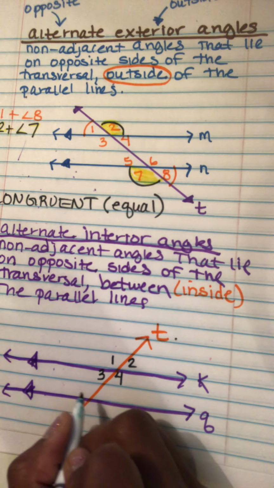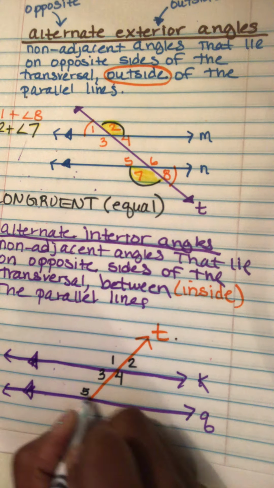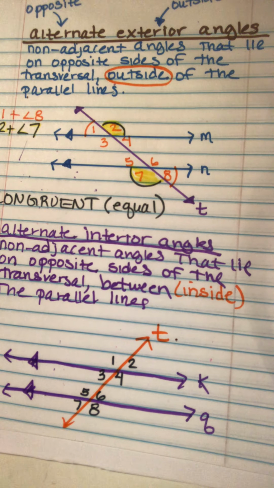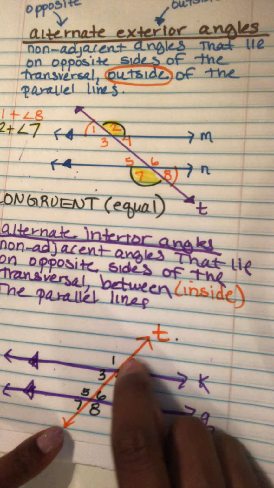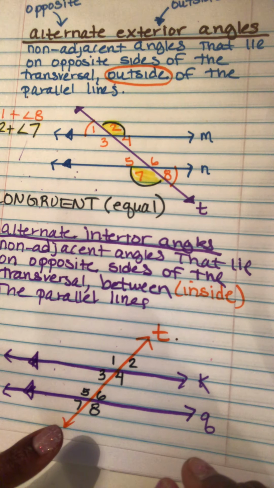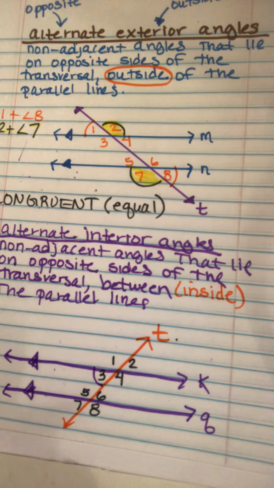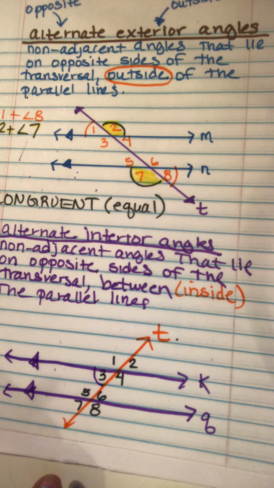How many angles are formed when two parallel lines are cut by a transversal? That's right, 8 angles are formed. So out of the 8 angles, we're looking for non-adjacent angles, angles that are not next to each other, that are on the opposite side of the transversal. They still need to be on opposite sides of the transversal, but in between the parallel lines. So let's say we were looking at angle 3. What would be the alternate interior angle for 3?